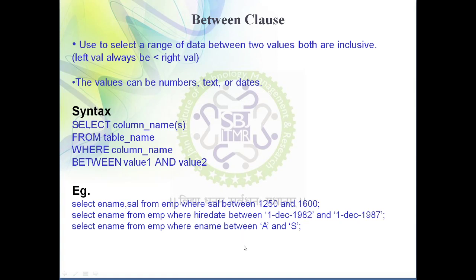The third one is character. Suppose I want to get the details of employees whose name is between A and S. How can I do this? Select ename from employee where ename between A and S. By writing this query, we will get a list of employees whose names start with letters from A to S. So this is how we discussed the between clause.